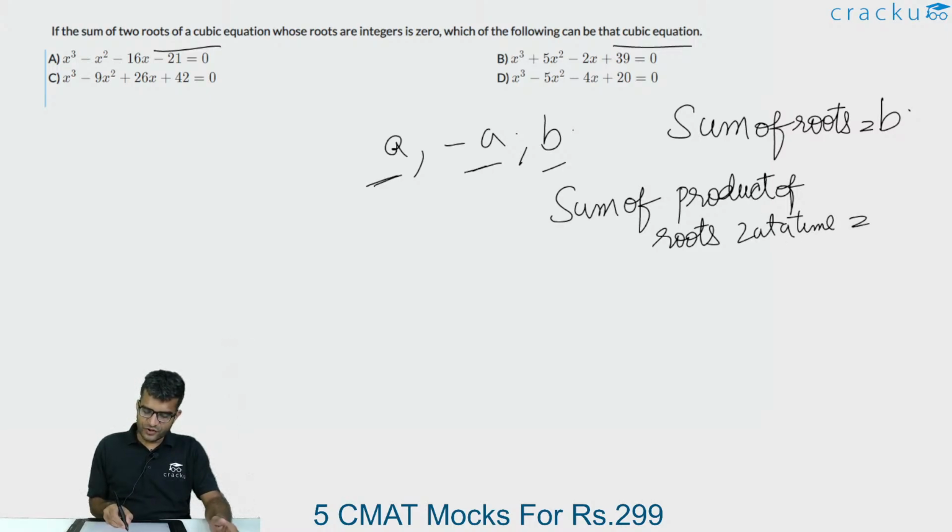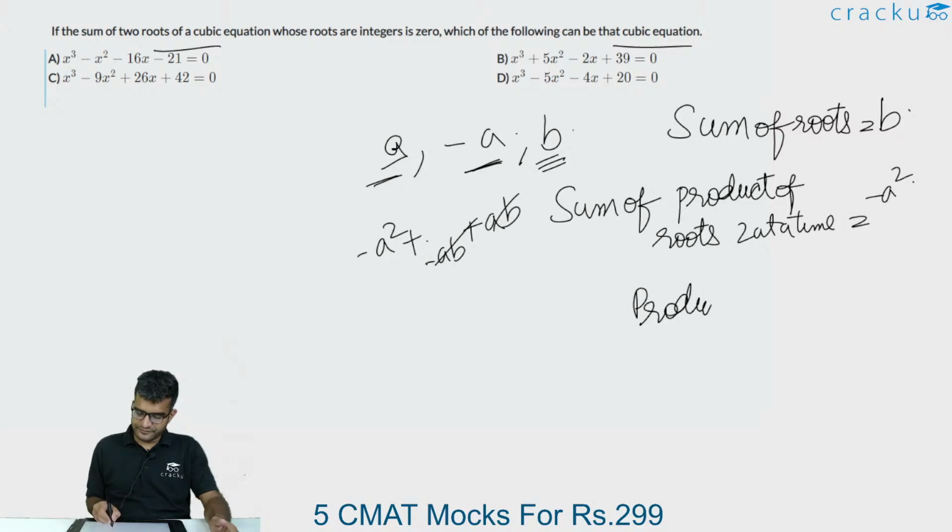That will be a into minus a, which is minus a square, plus minus a into minus b, which is minus ab, plus a into b, which is ab. ab and minus ab get cancelled, so this is equal to minus a square. And what is the product of the 3 roots? The product of the 3 roots is a into minus a into b, which is equal to minus a square into b.